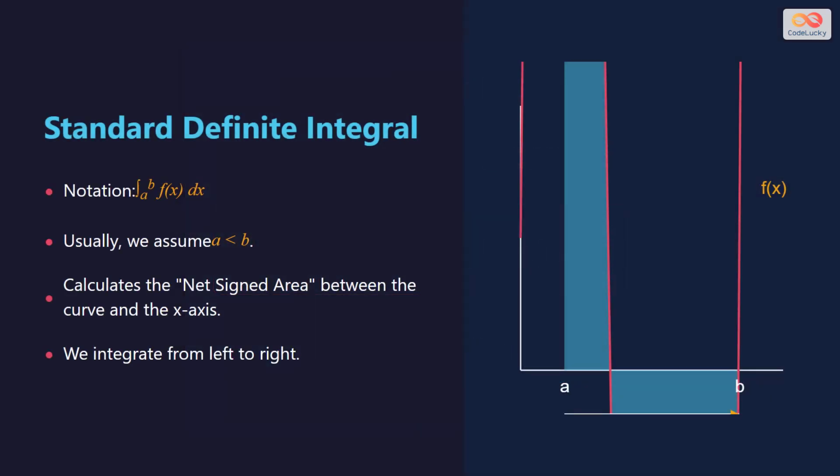Let's start by recalling what a definite integral usually represents. The notation with an a at the bottom and a b at the top tells us to calculate the net signed area under the curve from a to b. Usually, a is less than b, meaning we integrate from left to right.